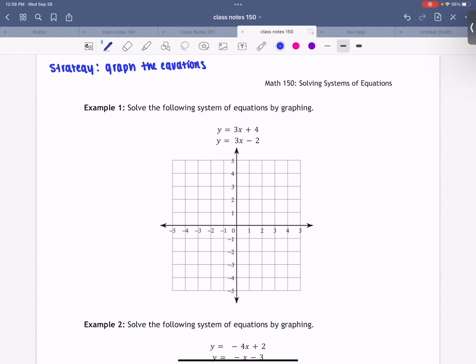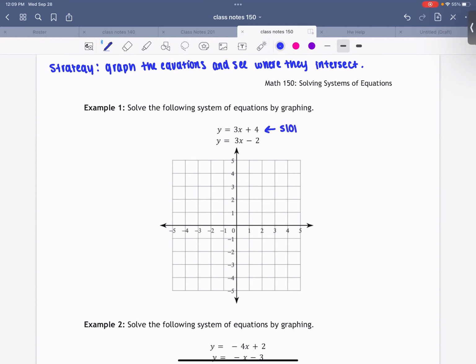And we're going to see where they intersect, because where they intersect is where they both agree, right? So we did a little bit of graphing last class. Why don't we try to graph these and see what happens? Okay. So we have y equals 3x plus 4. Let's try to graph that one first.